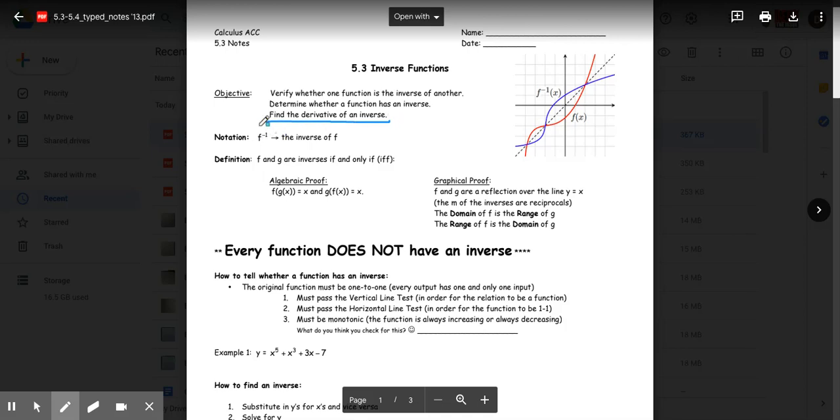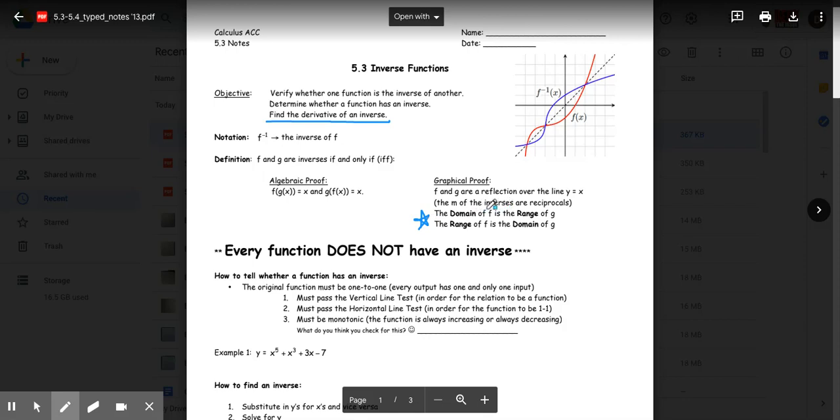Now, the notation for the inverse is f, and it looks like it's raised to the negative first power, but that means the inverse of f. And if two functions f and g are inverses of each other, then algebraically, if you compose the one with the other, meaning you put one inside the other and vice versa, you should get x out of it. Graphically, if you graph a function and its inverse, they should be a reflection over the line y equals x, meaning that the x and y switch.